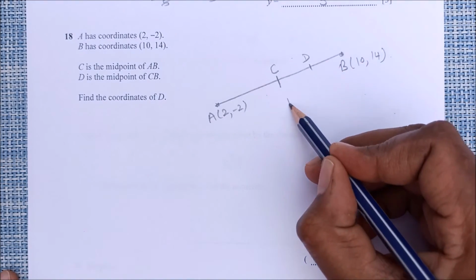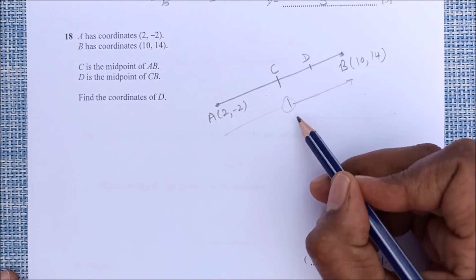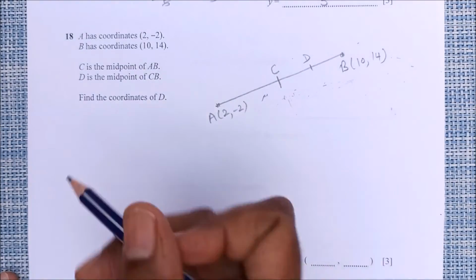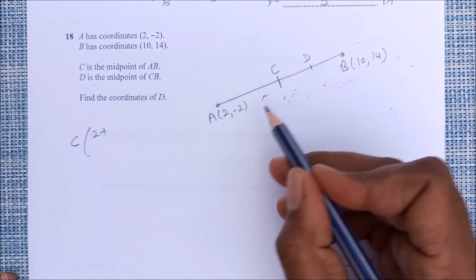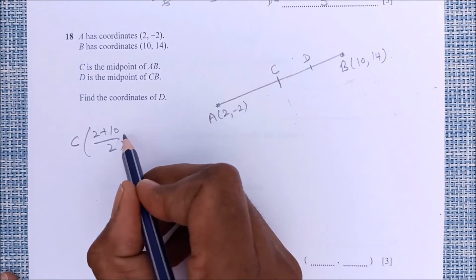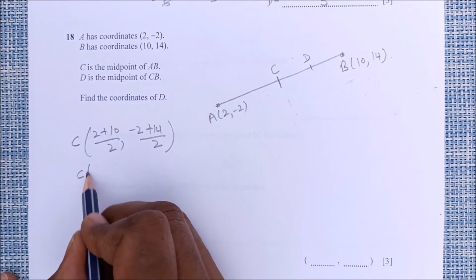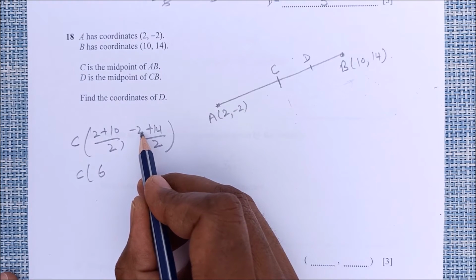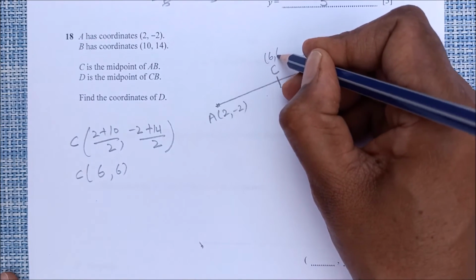So we first need to find the midpoint of AB, which is C. Basically we'll take the half of the coordinates. So coordinates of C will be 2 plus the other coordinate, which is 10, over 2, then negative 2 plus 14 over 2. So this is 12 over 2, 6, and this is also 12 over 2, 6. So the coordinates of C are 6 and 6.